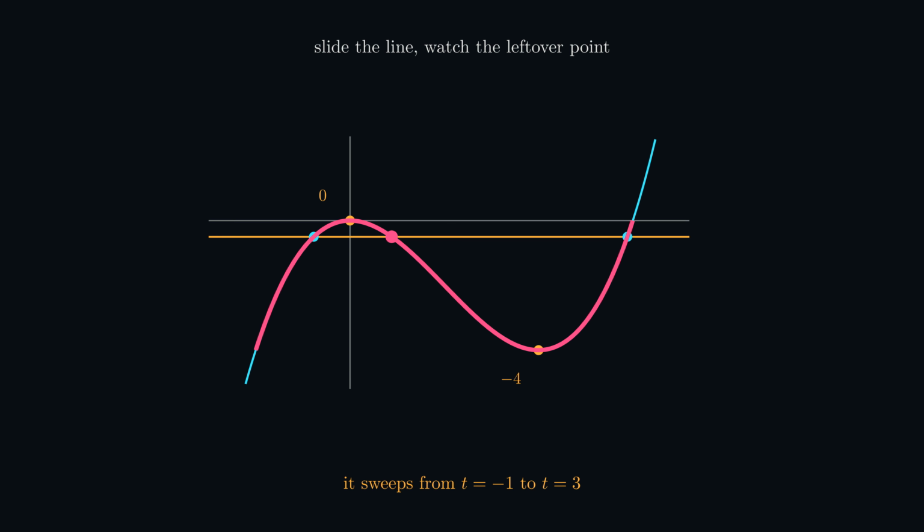Now slide the line slowly upward from minus 4 to 0 and follow the leftover point. It starts near t equals minus 1, walks right along the curve, passes through the dip, climbs the far side, and ends up near t equals 3. It sweeps the whole stretch, continuously, missing nothing in between. That range is the answer in disguise. Except at the two ends, where we have to be careful.